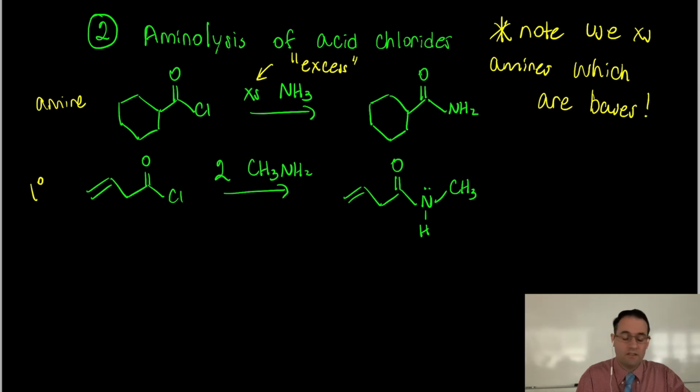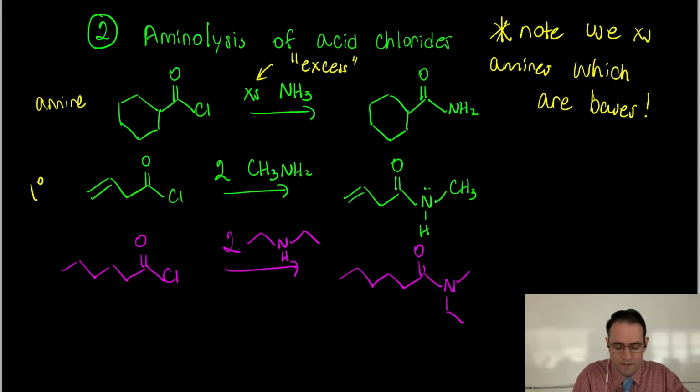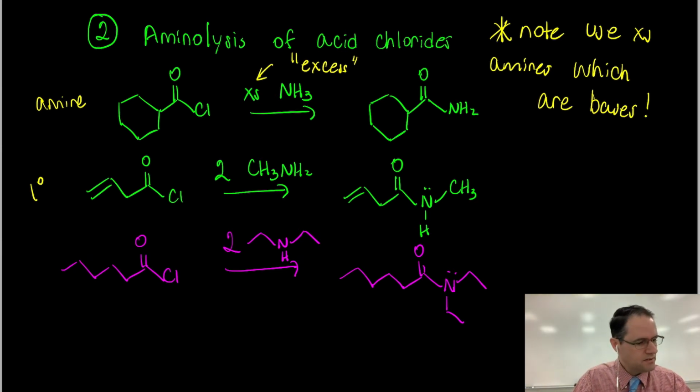And let's show the reaction with a secondary amine. So if we have an acid chloride that looks like this, we can add 2 equivalents or excess of, let's use diethylamine, okay? What we'll get there is an amide that has an ethyl group and another ethyl group on the nitrogen atom of the amide, okay? So those are just sketching out some reactions of the aminolysis there.